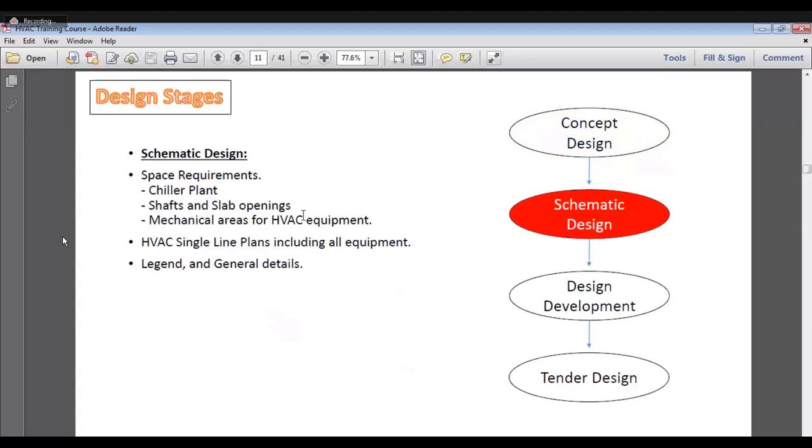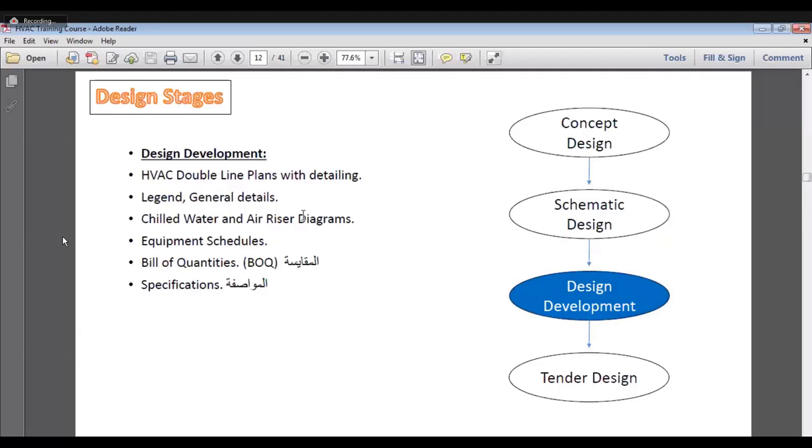In the schematic design phase, we try to provide space requirements: where to put the chiller plant, where to put shafts and slab openings, where we can find mechanical areas for HVAC equipment, and how to provide single line HVAC plans, including all equipment. Okay, single line plans including equipment.